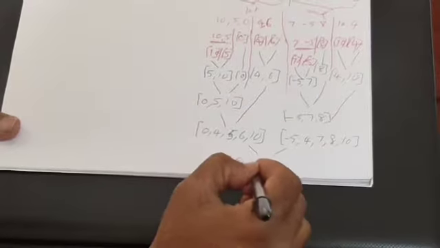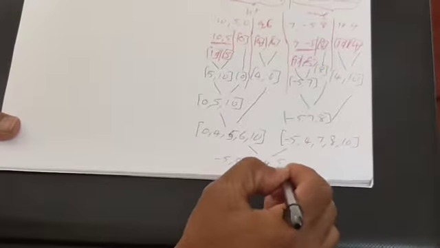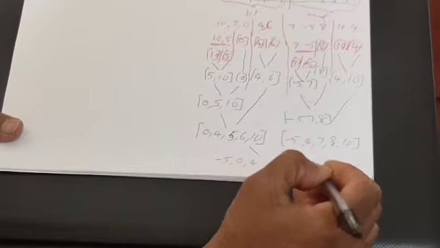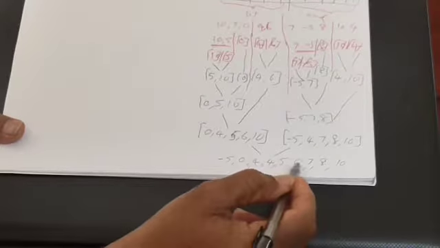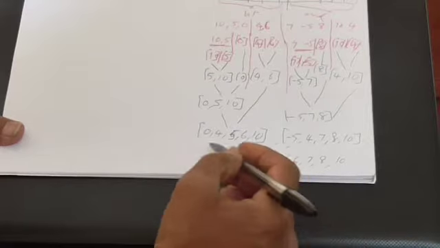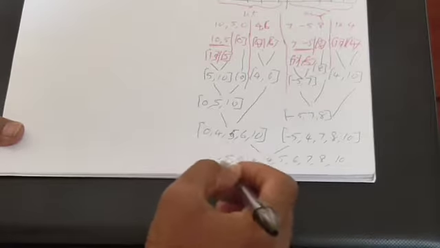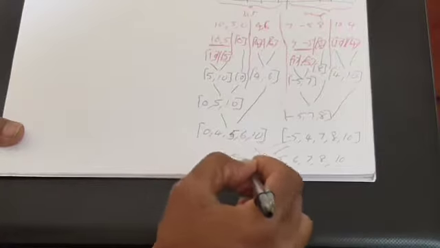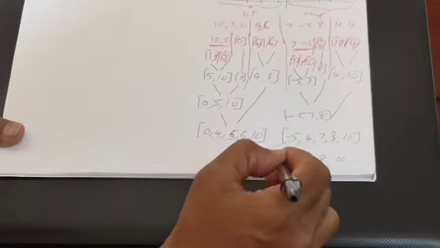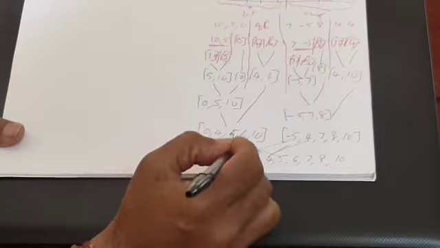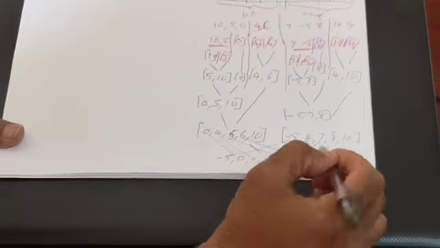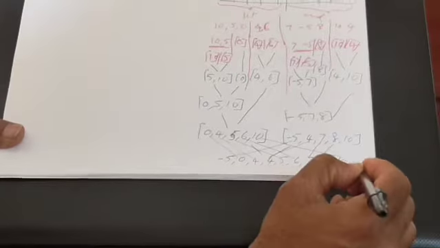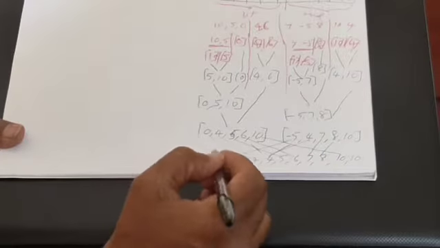Now it is minus 5, 0, 4, this 4, this 5, 6, 7, 8, this 10, another 10. So you see that now these elements are sorted.